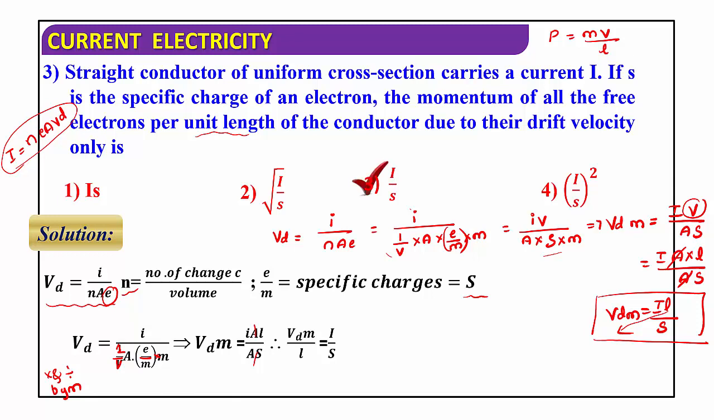Right? So now you can observe what we want, momentum per unit length. You can observe this LHS. What is momentum? Mass into velocity, per unit length. Here we got Vd M divided by L. This is equal to what? Mass into velocity per unit length, momentum per unit length. How much is the answer? I divided by S. So this is our final answer. Option 3 is the correct answer.